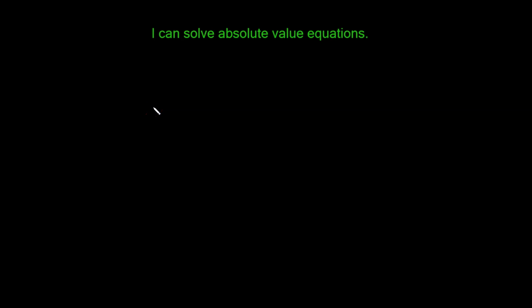Hello mathematicians! I hope by the end of this video you can say, I can solve absolute value equations. Let's look at an example here. We're given the absolute value of 2x plus 3 equals 17. And we know the absolute value just means the distance from 0. So what could go between these absolute value signs to make this true?